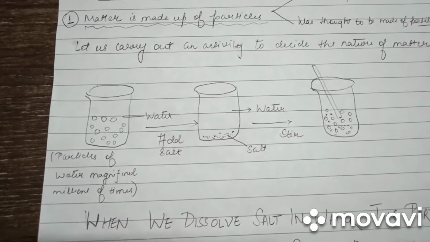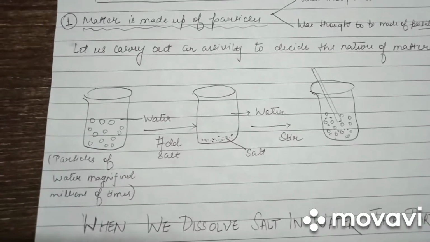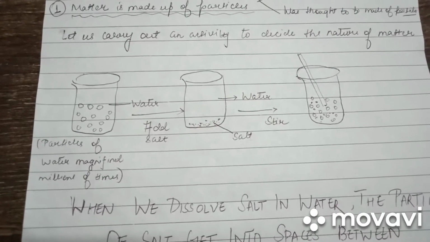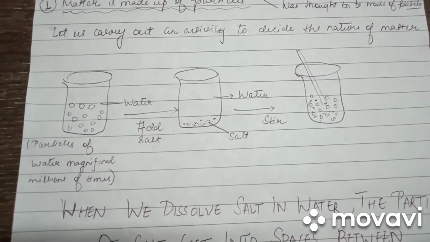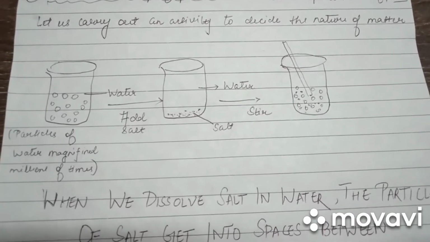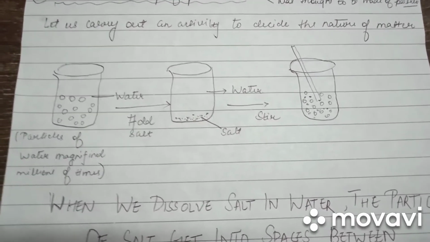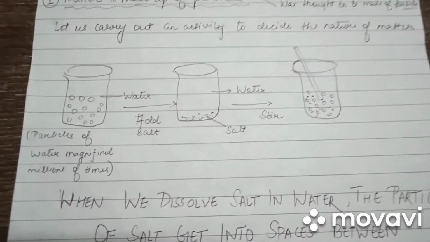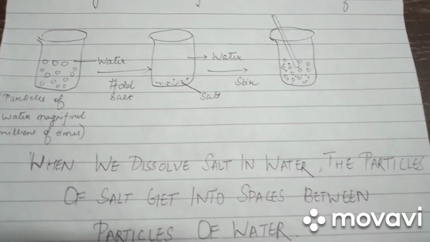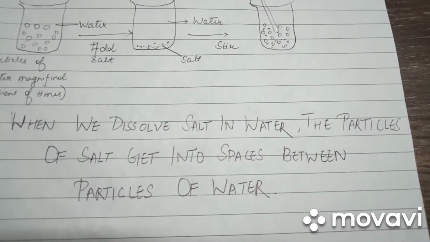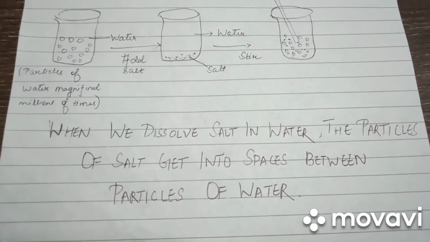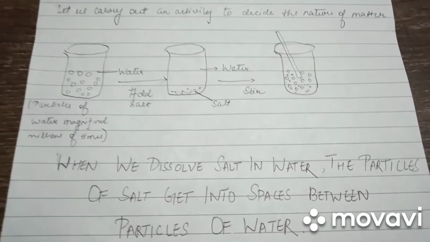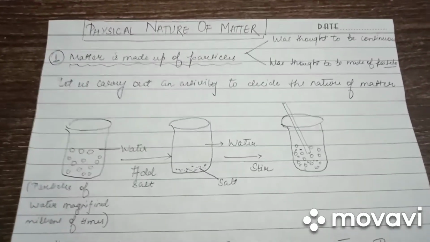Here in a beaker, we have taken a certain amount of water. After adding some salt to the water, we stir it with a spoon or a stirrer. After some time, we notice that all the salt particles get dissolved in the water. How does this happen? When we dissolve salt in water, particles of salt get into the spaces between particles of water. This verifies that matter is made up of particles.